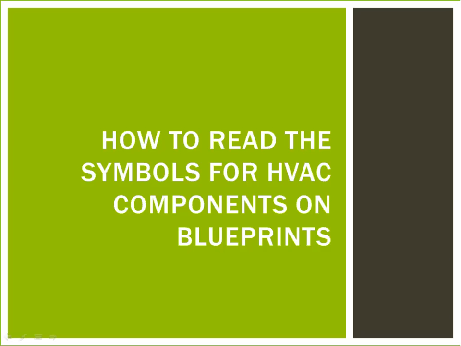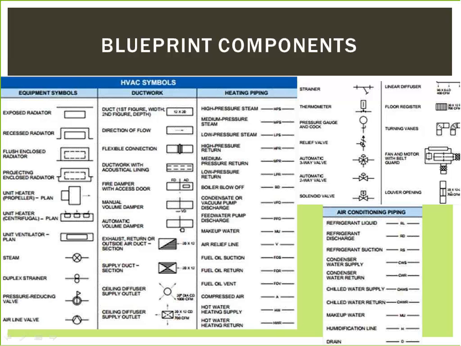Next, we will review how to read the symbols for HVAC components on blueprints. Shown on the screen are some of the most common blueprint components. For additional, more complicated components to review before the test, an HVAC symbols internet search provides thousands of images. Those in particular that you will want to be familiar with include supply, return, and exhaust diffusers, the various pipes, and the various types of valves.